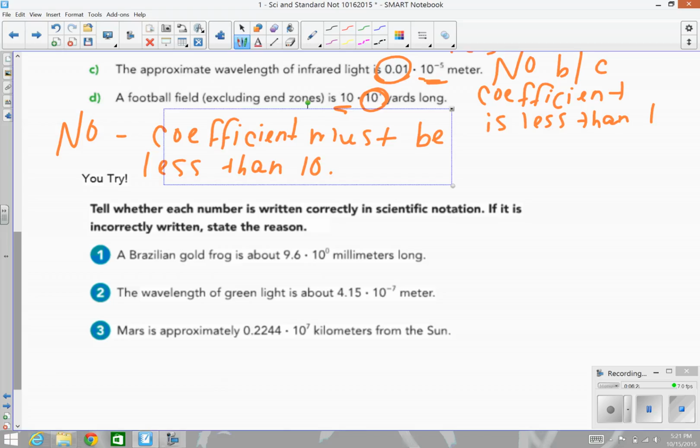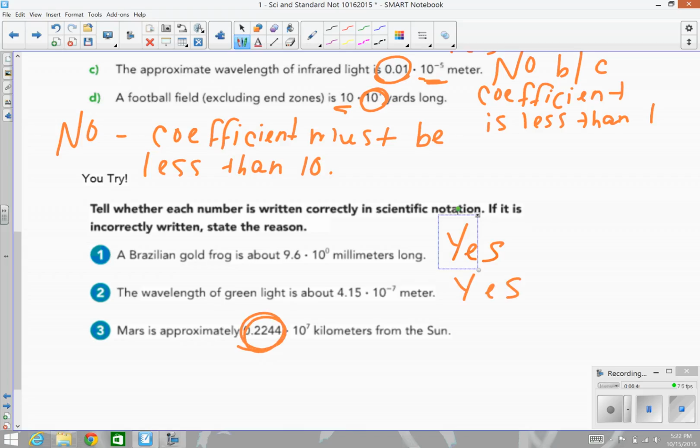Now that you had a chance to try these on your own, number 1 is correct. Number 2 is correct, but number 3 we have an issue with, and that's because the coefficient is less than 1. All right, let's go ahead and flip the page.